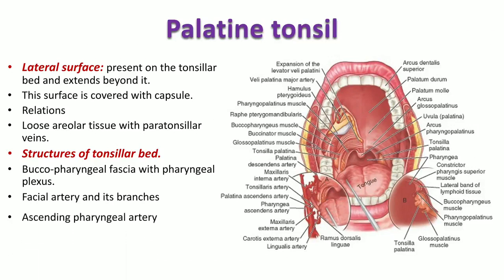As I told you, the ascending pharyngeal, facial artery and the internal carotid artery, mainly the internal carotid artery, you come across. That forms the relations of the lateral surface, and more laterally you will come across the posterior belly of digastric also.